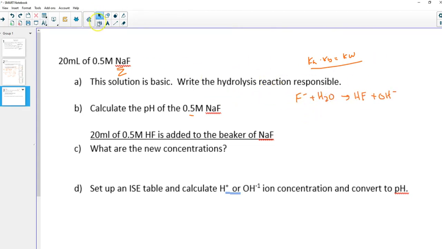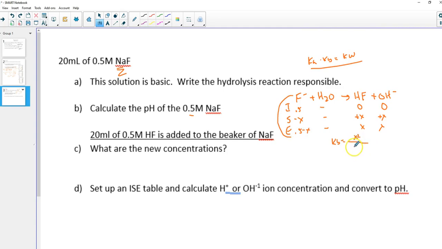I'm going to run an ICE table with this guy. So initial concentration, stoichiometric ratio, change: this is 0.5, not playing a role, 0, 0. So even though this guy produces an acid, there's just not a lot of it there. Minus x, plus x, plus x, 0.5 minus x, x, and x. I'll be using my Kb expression to get this guy: x squared over 0.5. Solve for x, and then at that point, convert it to pOH, and then pH. All right, so again, good to go there.